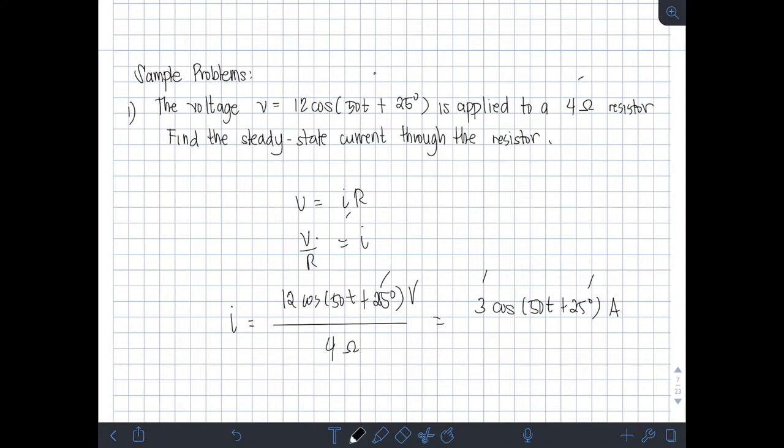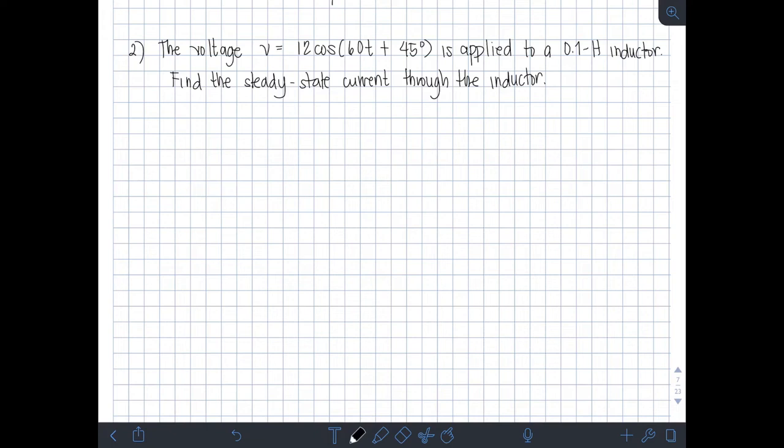Okay? Next, we have the voltage V is equal to 12 cosine 60t plus 45 degree is applied to a 0.1 Henry inductor. Find the steady state current through the inductor. Okay, so diba may formula tayo for the inductor in phasor domain as V is equal to J omega L times I. So therefore, para ma-solve natin si I, we have V divided by J omega L. Okay? So, itatransfer muna natin lahat ng ating voltage or current na given into phasor form para madali nating ma-solve yung problem. So, gamitin nga natin itong formula na to.